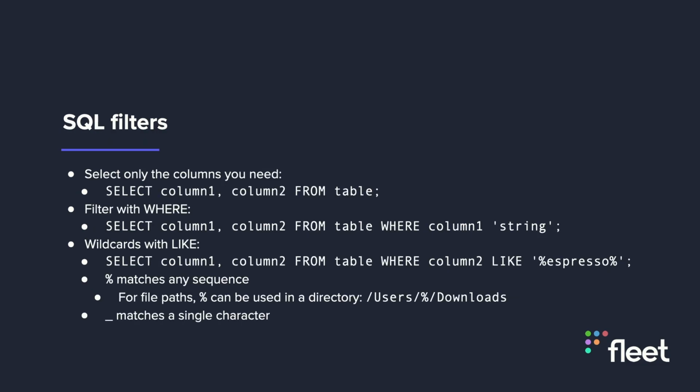Filters: we can get really fancy here with splits and joins and concatenations, but we're going to keep this simple for today. If you only wanted to select certain columns, you might select column 1, column 2 from the table. You can put a condition on there, like where the column is equal to a particular string. You can also use wildcards, which is great for partial matching. If you want all of the users, you might say /users/%/ and then whatever other path you might be looking for, maybe the library folder, and that'll return all of the files in that particular structure.